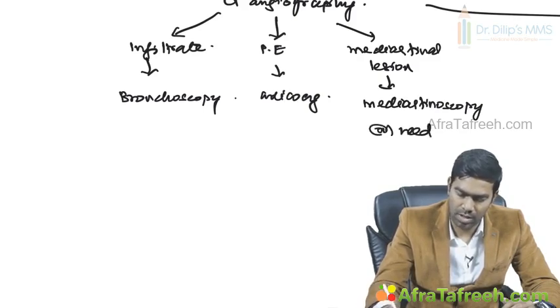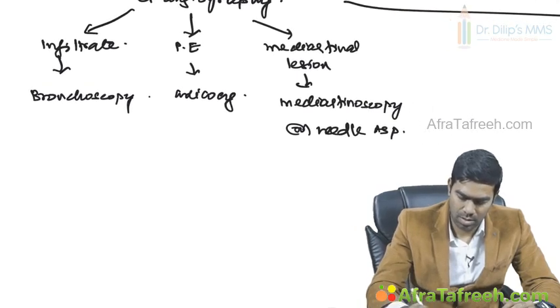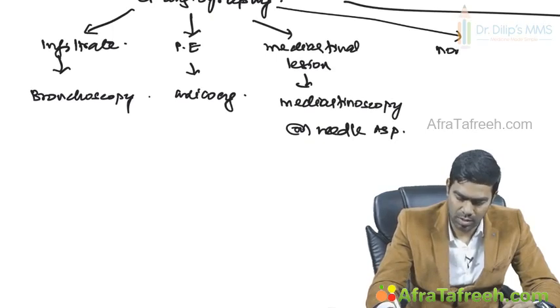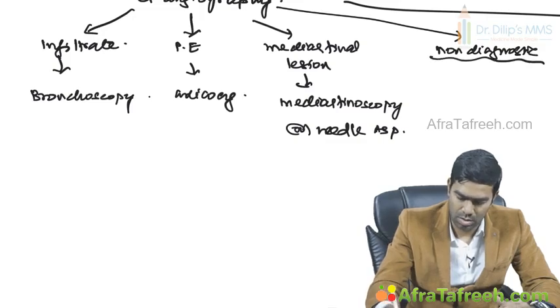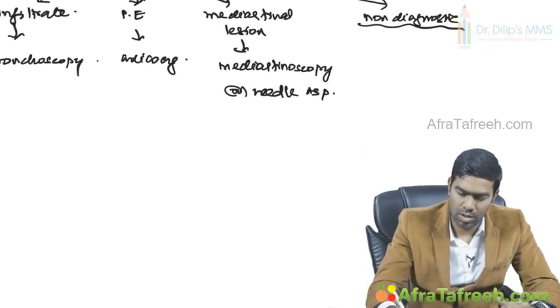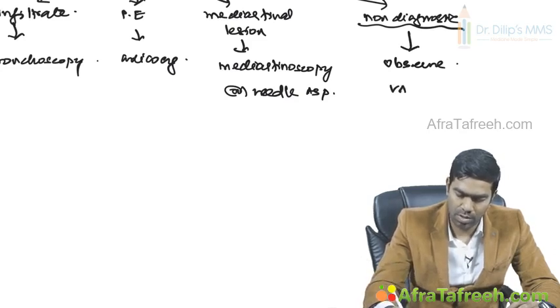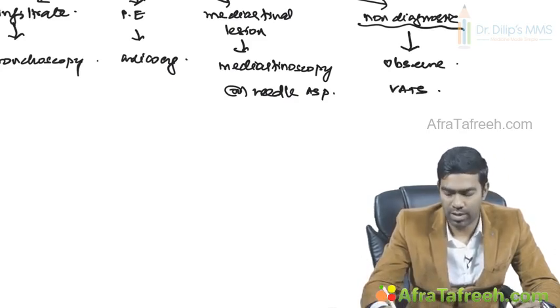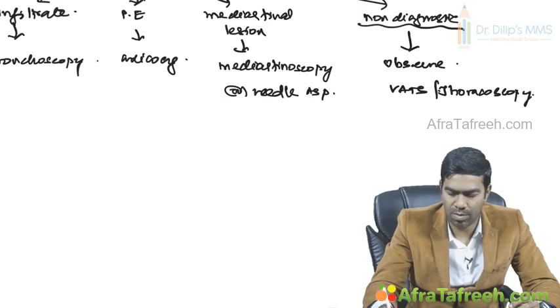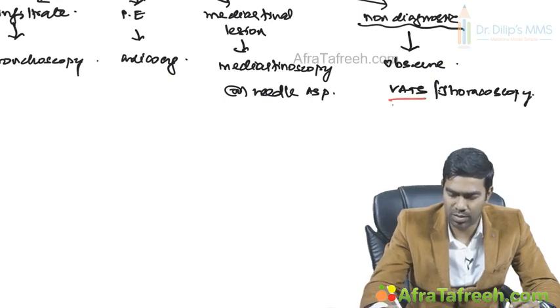Or a FNA, needle aspiration. Again, if it's non-diagnostic, so now you have two options. Either you can observe the patient or you can do a VATS. Any one, VATS or a thoracoscopy, open thoracoscopy or a VATS. Any one option is there. Commonly what we perform is the VATS in this kind of cases. If you still don't have a clue, do a VATS.